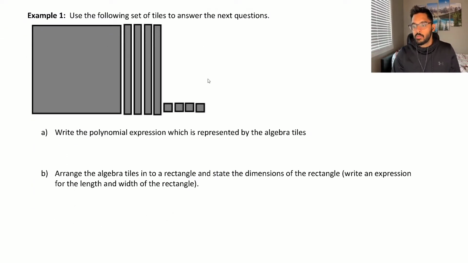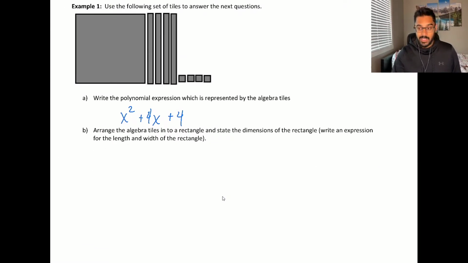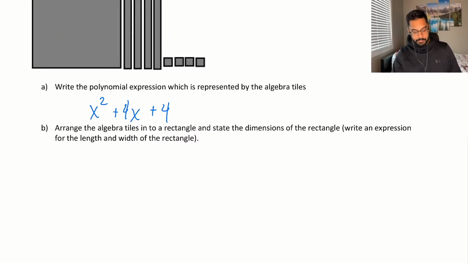So use the following set to answer the next question. We've got a polynomial expression which is represented by those tiles: 1 x squared, 4 x's, 4 ones. So our expression is x squared plus 4x plus 4. Okay, arrange those algebra tiles into a rectangle. State the dimensions of the rectangle and an expression for the length and the width. So now we're actually asked to do the thing.